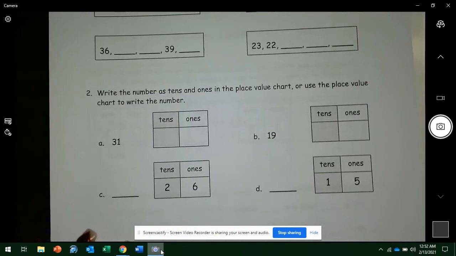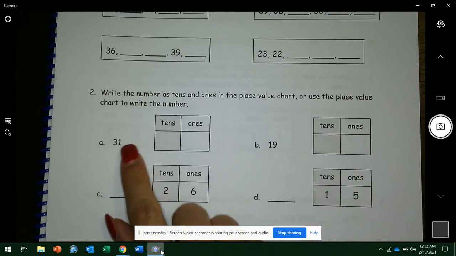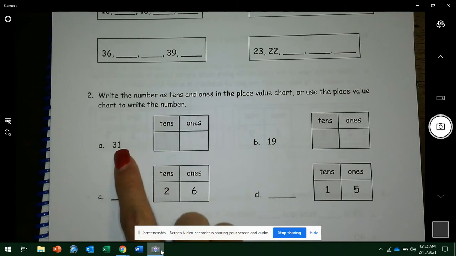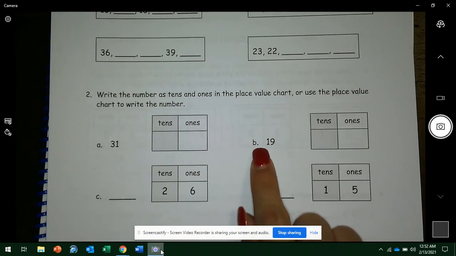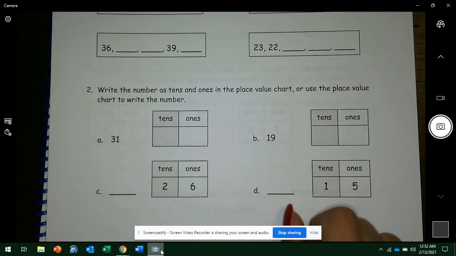Number 2 says write the number as tens and ones in the place value chart, or use the place value chart to write the numbers. So for letter A, you're going to write 31 in the place value chart. How many tens? How many ones? B, you're going to write 19 in the place value chart. How many tens? How many ones?